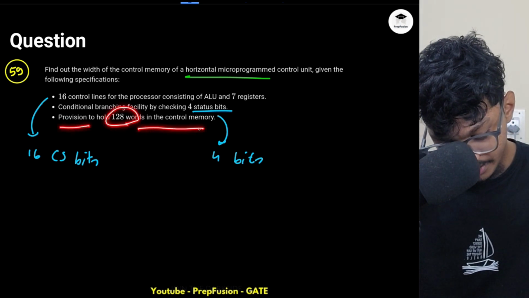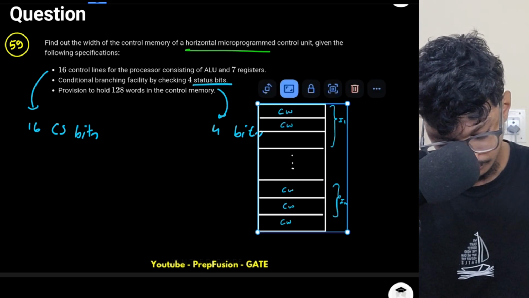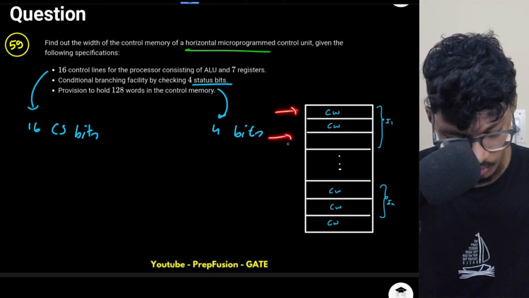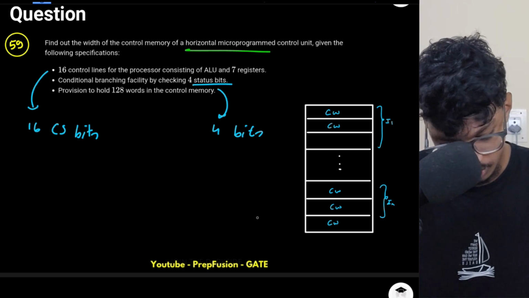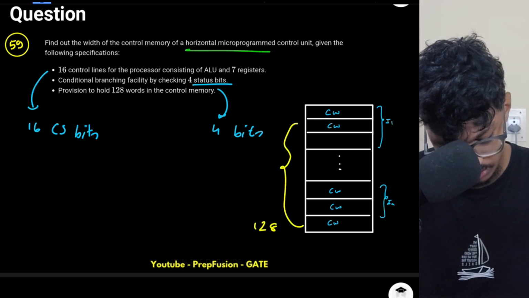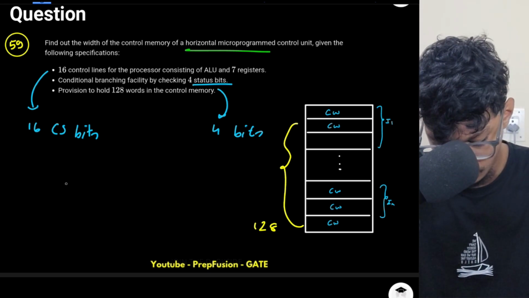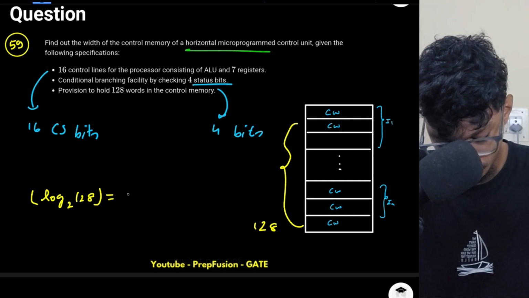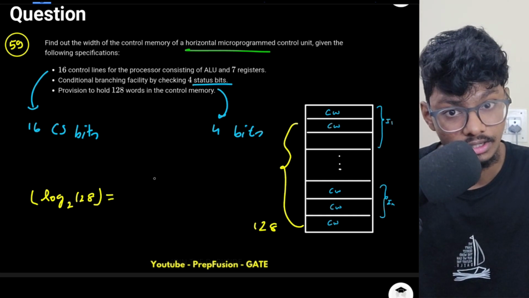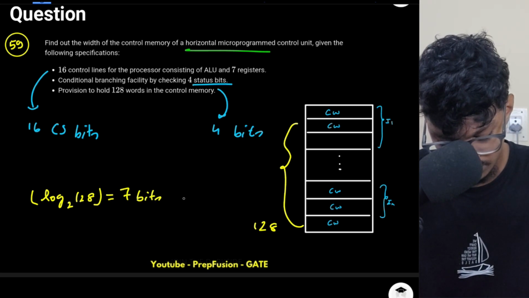Provision to hold 128 words in the control memory. What do I mean by 128 words? So control memory has, like, each row has control words, right? So how many rows do I have? I have a total of 128 rows. So I have only 128 of these rows. So how many bits will I have for the address? It will be log of 128 base 2. So this will be 2 raised to the power how much? 7, right? I will have 7 bits or 7 address lines.